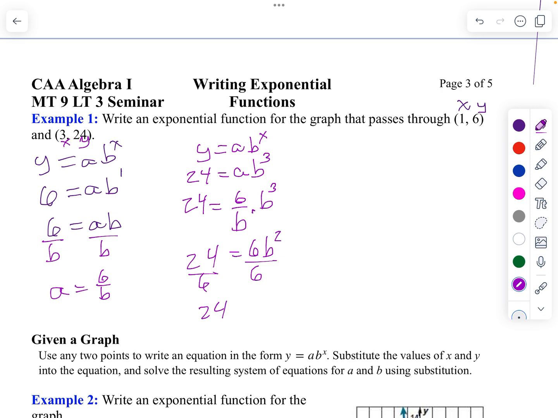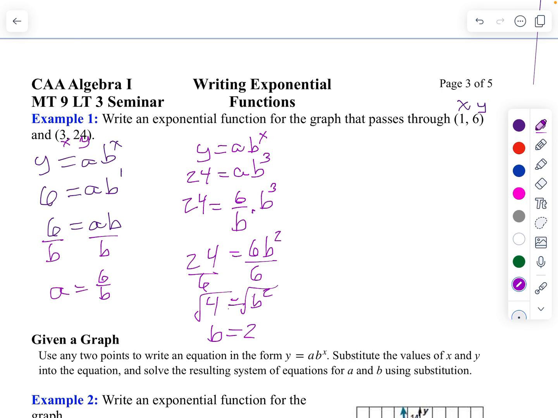24, no, well, let's try that again. 24 divided by 6. Let's actually simplify. That's 4. So 4 equals b squared. Take the square root of both sides. b is 2. We could solve that in exponential too, but we're just going to take the square root of both sides.